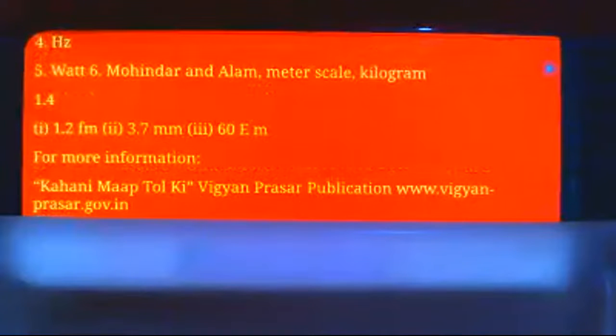4. Hz. 5. Watt. 6. Meter, scale, kilogram. 1.4. 1.2 cm, 3.7 millimeters, 68. For more information: Kahani Maap Tol ki, Vigyan Prasar publication.